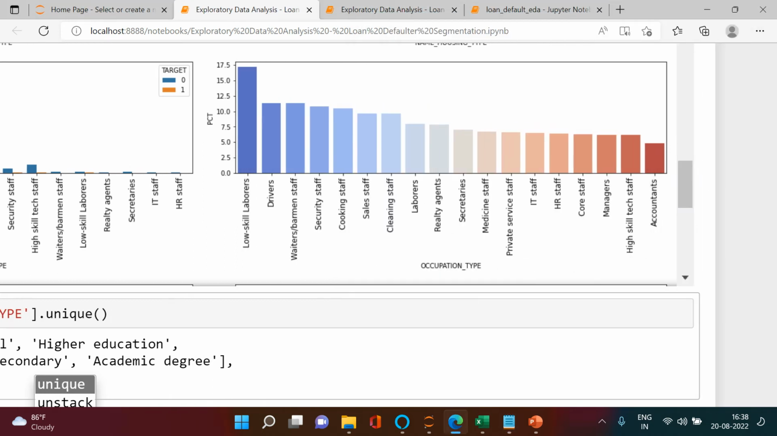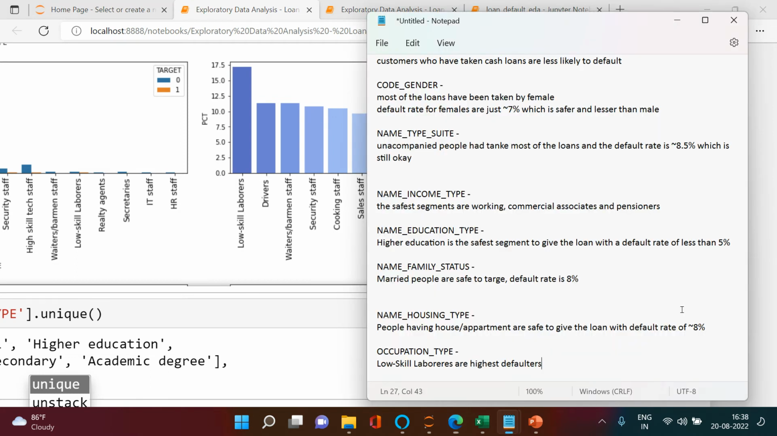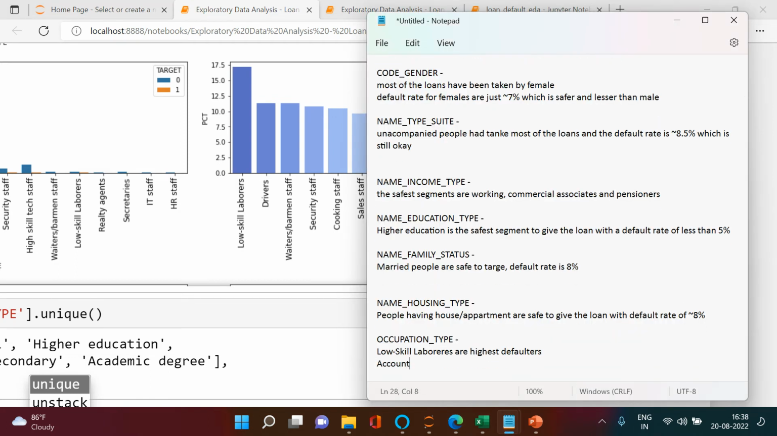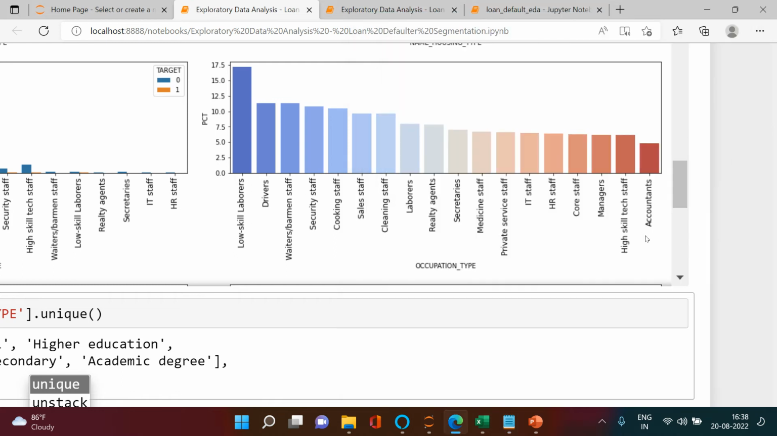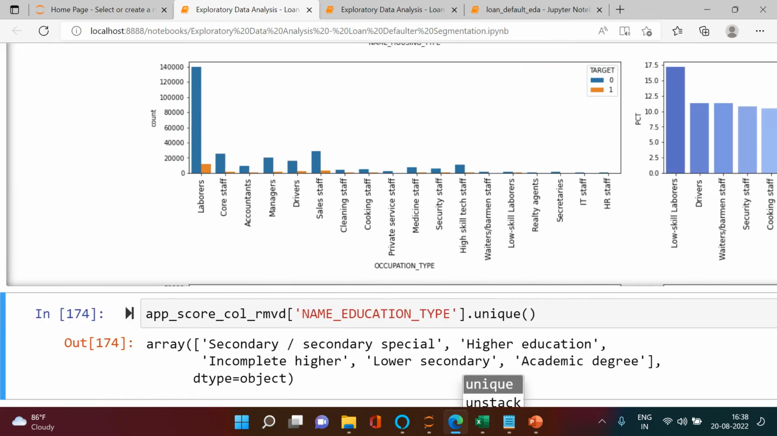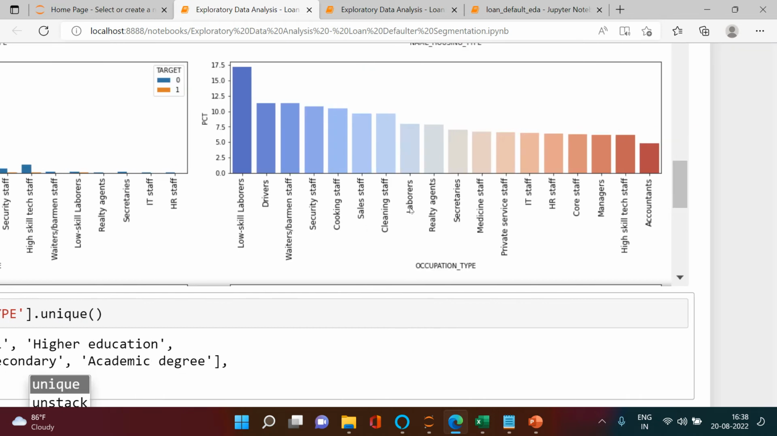Okay, now who is less likely to default? Those are accountants, who are less defaulters. Obviously, because they are in accounting, they know finance, they are quite financially educated. Now the people who had taken the most loans are laborers. Let's have a look at their default behavior, where the laborer segment is. Let me just find that. Here it is, right? So if you see over here, they have somewhere 7.5% default rate. Okay, that is still good, not bad.